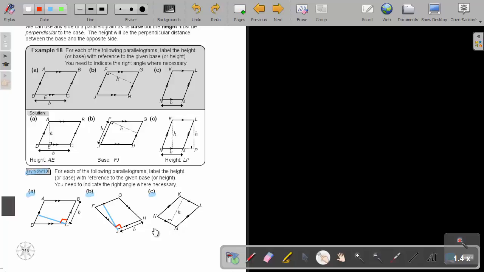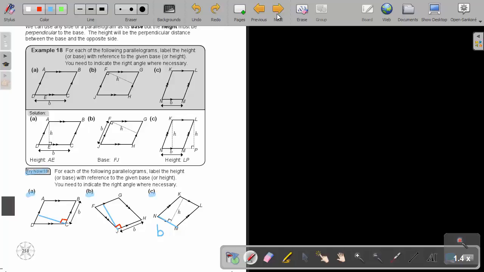I know this is an easy one. So I will just say that this one, and again, it's not on the dot. Let's get another pen. This one will then be the base.